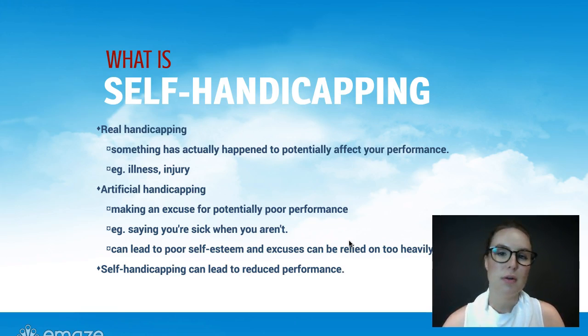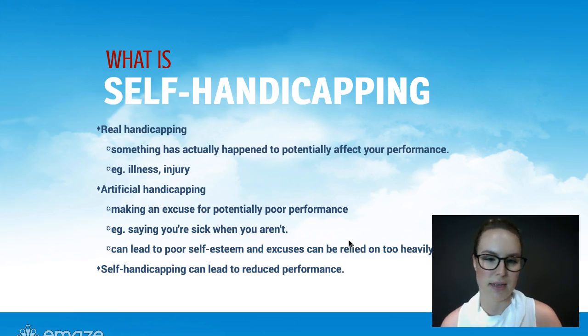So real handicapping is if something has happened to potentially affect your performance. So if you were going to gym, and say, for example, when I go to gym and I'm not feeling well, I would tell my trainer, look, I'm really not well today. I've come down with a cold. All right. And so if I'm not training very well, that trainer's going to know that it's because I'm handicapped, I'm ill, or I'm injured, okay, or something.